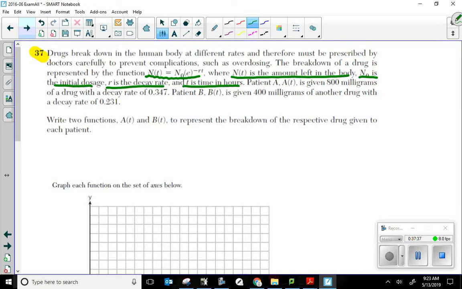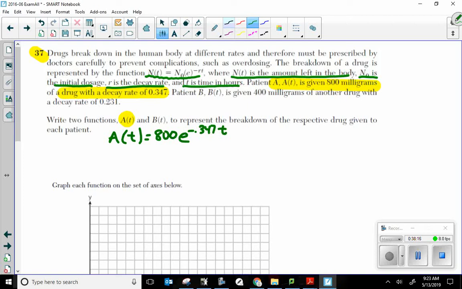Write two functions, A of t and B of t, to represent the breakdown of the respective drugs given to each patient. All right, so I'm going to start, and A of t is going to be my first equation. Patient A, 800 milligrams to start with a decay rate of 0.347. That is really all we need to know. So A of t equals, okay, my initial dosage, which is 800 milligrams this patient is given, e to the negative r. My decay rate is 0.347 raised, okay, that's times t.